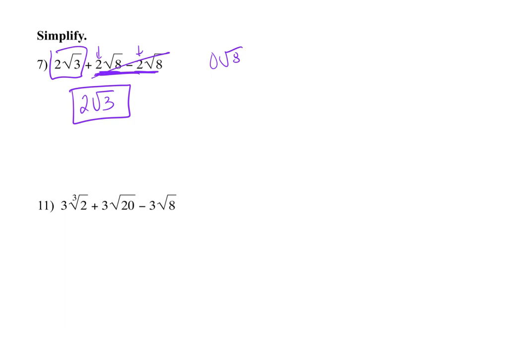Look at the next one. The next one appears to not have anything alike. This guy is an index of 3. This is as simple as this piece of it can get. So I actually am not going to do anything to that piece at all. These have the same index, but they don't have the same on the inside.